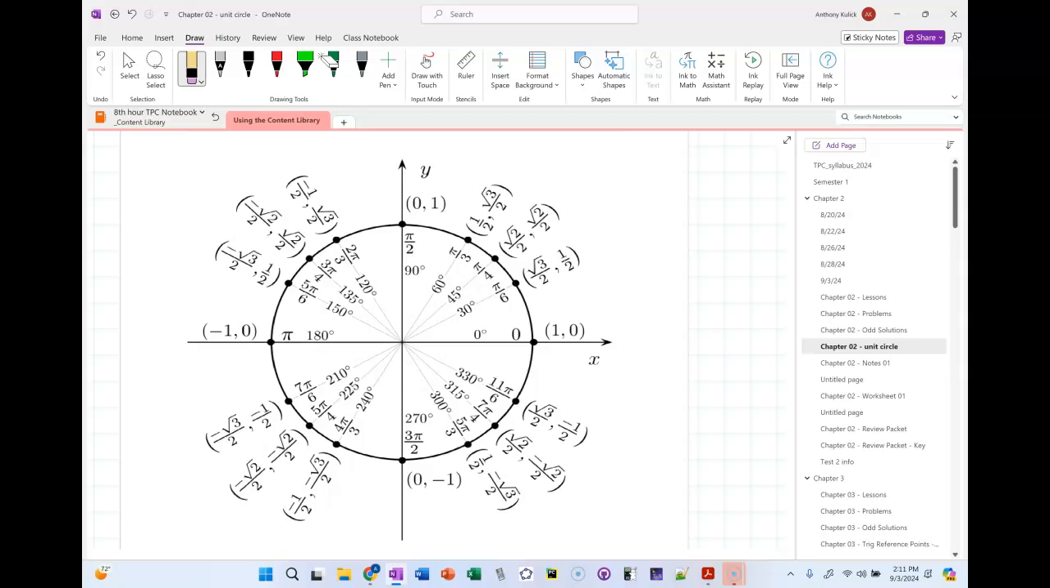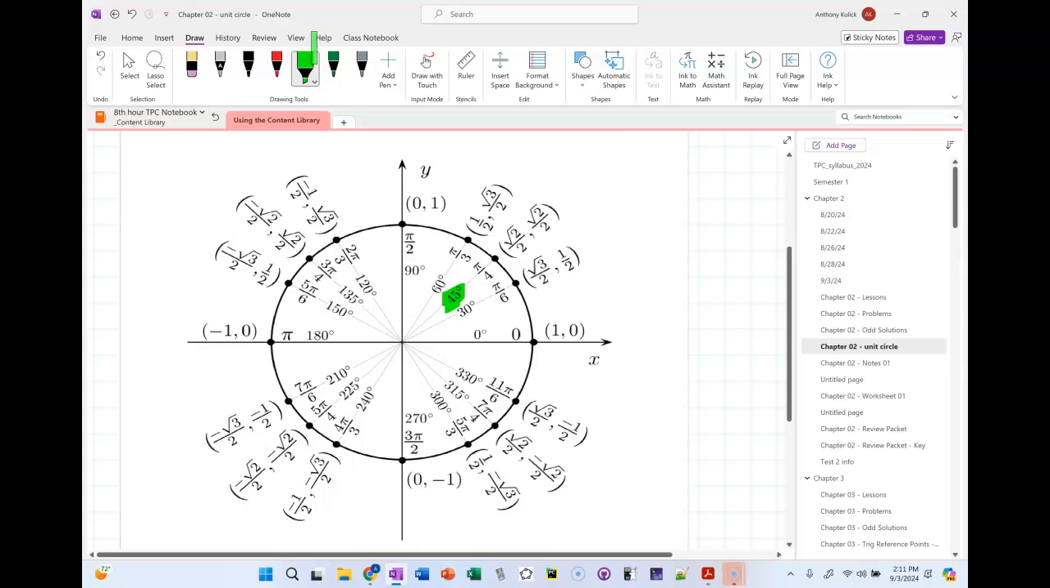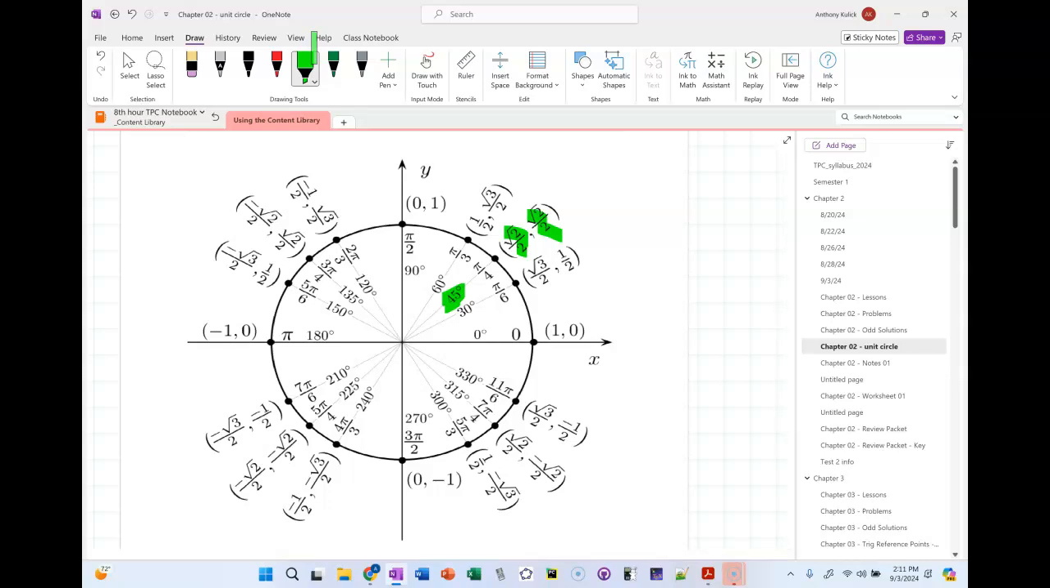405 minus 360 is 45. And if I look at my definition, tangent is y over x. So root 2 over 2 divided by root 2 over 2 is just 1. So I take a number and divide it by itself, I just get 1. And I'm done.